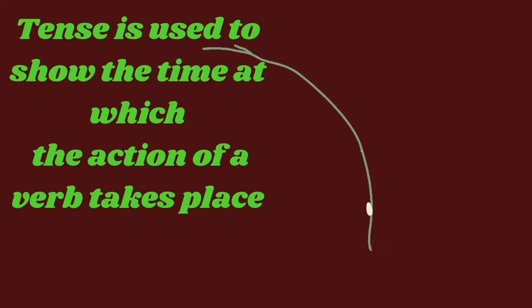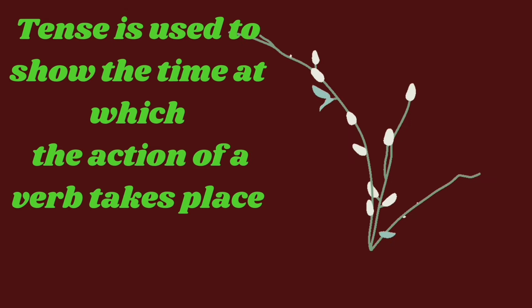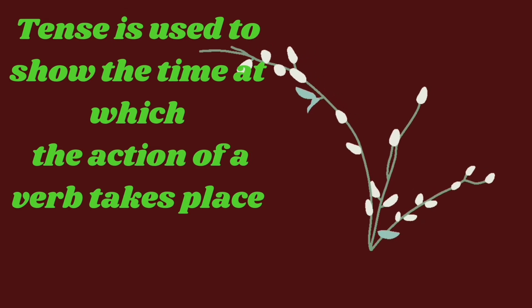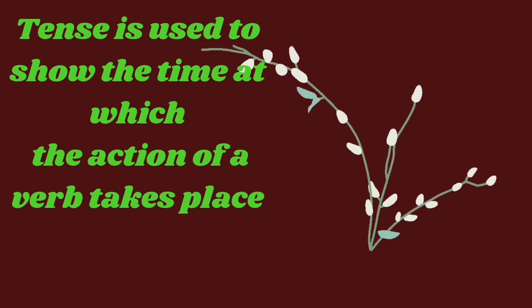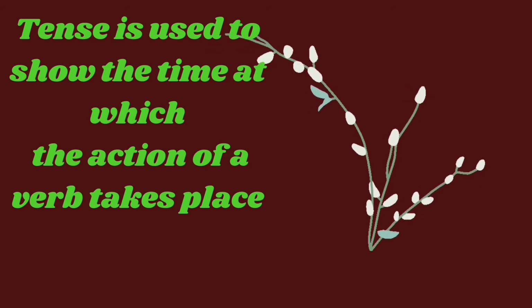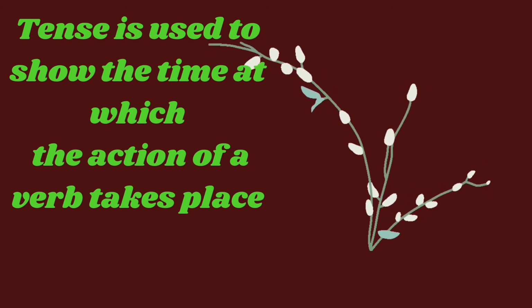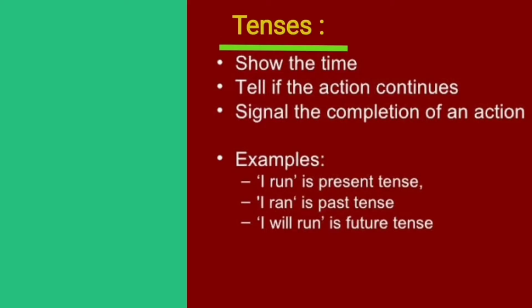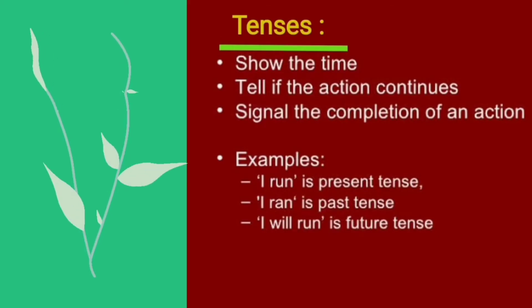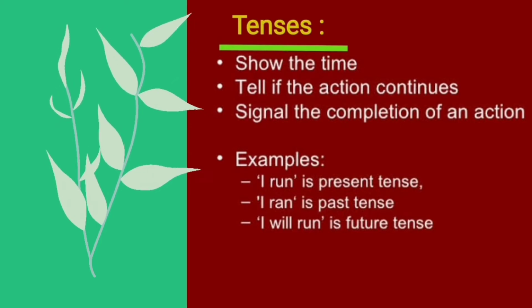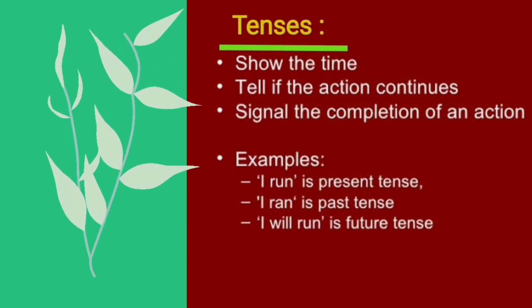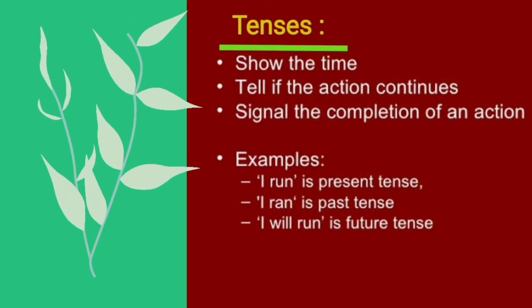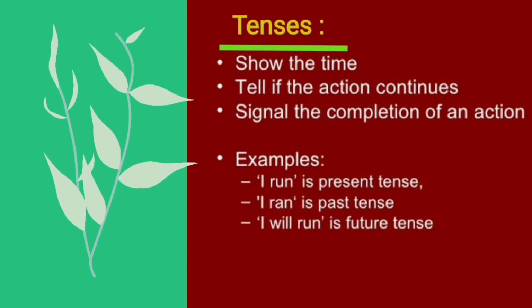Now let me discuss the definition. Tense is used to show the time at which the action of a verb takes place. So, an action of a verb takes place in a particular time, that is denoted by tense. Tense shows the time. It tells if the action continues. It also signals the completion of an action, whether the action is completed or not.